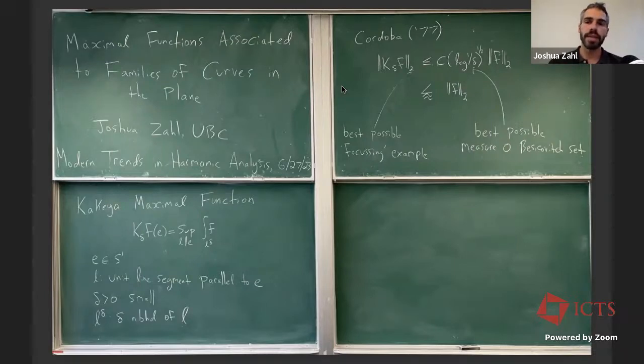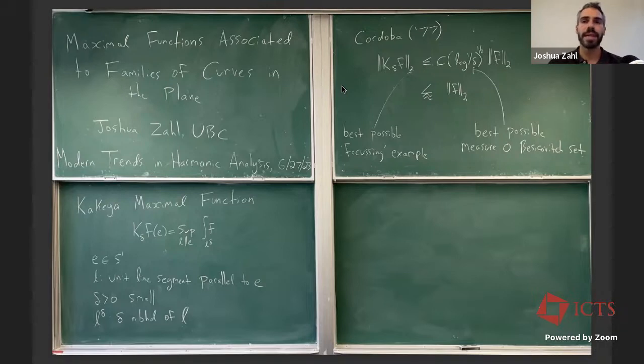But this set will contain the delta neighborhood of a unit line segment in every direction. So in particular, the Kakeya maximal function, K delta f, if f is the characteristic function of such a set, will be 1 for every direction E. But f is a characteristic function of a set of very small measure. And so the only way you can hope to have an inequality like Cordoba's is if there's some sort of growth in the operator norm.